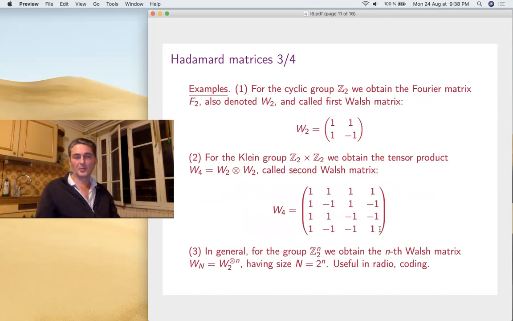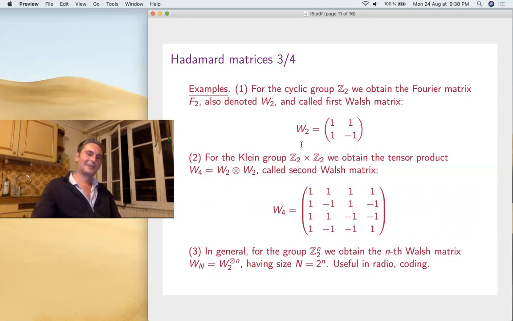So let's see some examples which are not cyclic now. Well, we start with the cyclic group Z_2. So that's the matrix, of course. I mean, remember, it was one in the first row and first column, and then these roots of unity. Here I just put minus 1. That's all. It's also called the first Walsh matrix. Now let's tensor this matrix with itself.